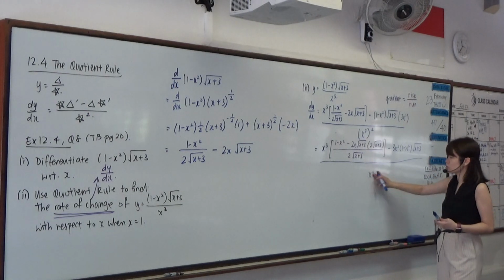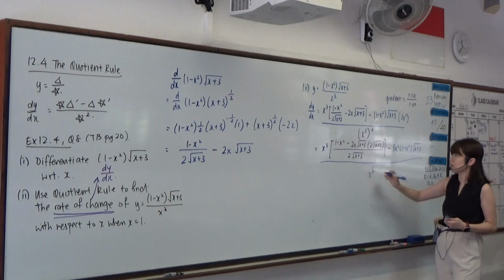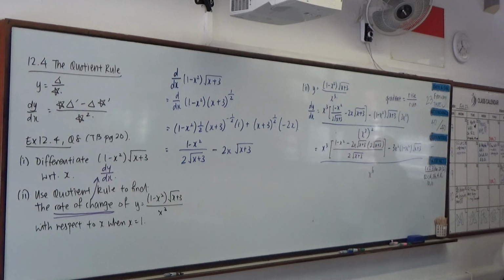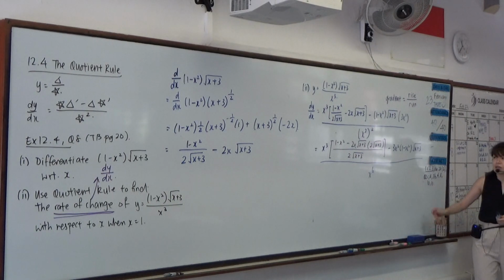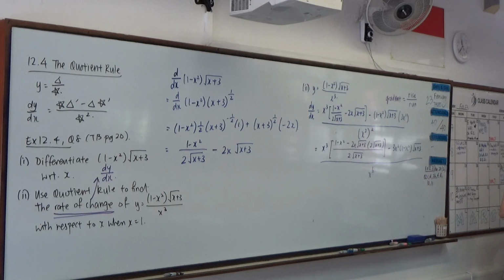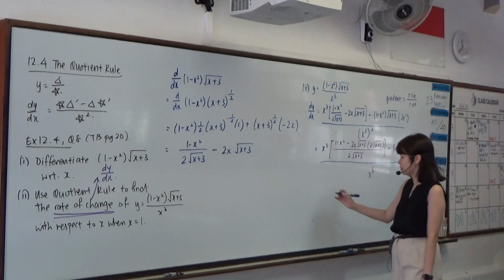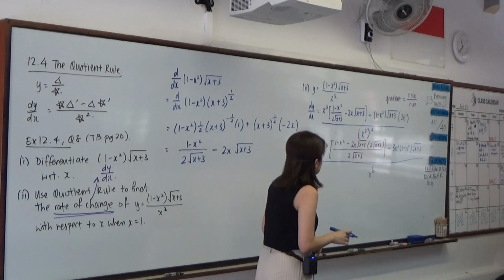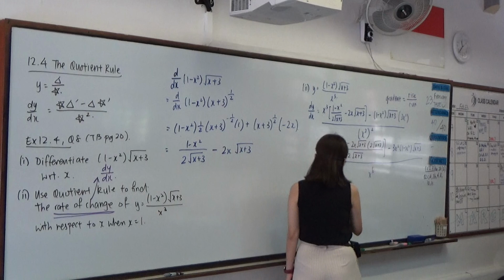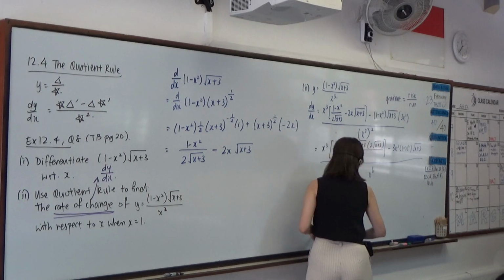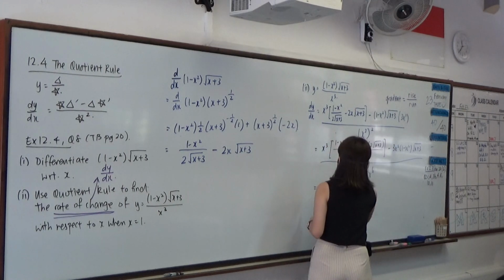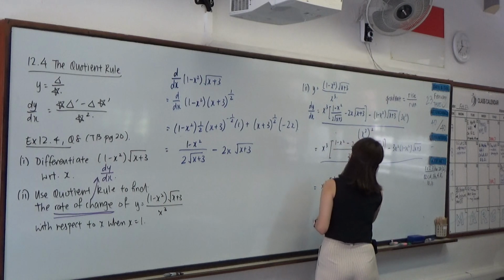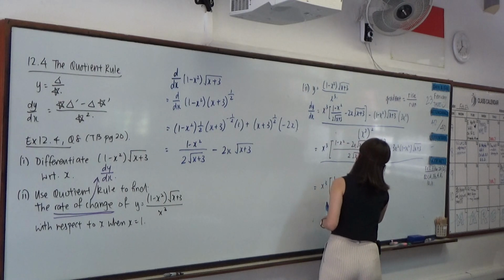If you intend to squeeze all of this into one single line in your notebook, I'm very concerned that you can squeeze so many things in one line. It's a bit impossible to read. So continue to simplify. 1 minus x squared minus away 4x plus 3.